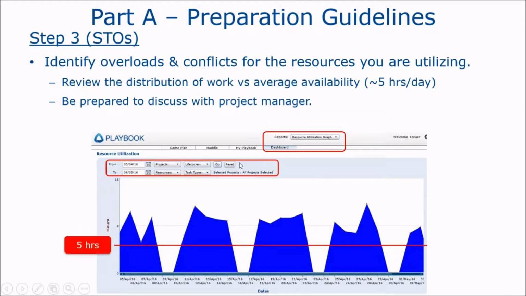Last but not least, we want the summary task owners, the project manager as well, to do some analysis. Take a few minutes, takes 5 minutes. Check the resource loading for the resources that you're utilizing for your work, and just check to make sure that they have a realistic amount of loading. Realistic generally means that people's average availability to do project work is maybe 5 hours a day. And so here in our mind's eye, we can see 5 hours, and we're consistently overloaded. This resource is consistently overloaded during that time frame.